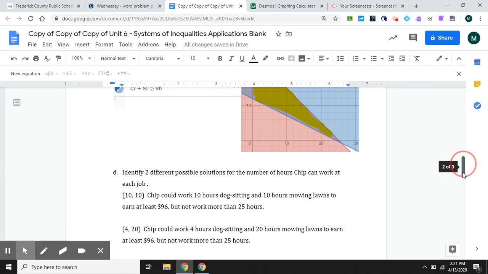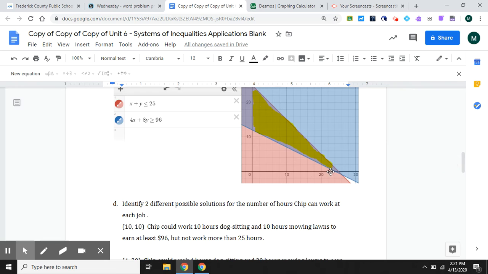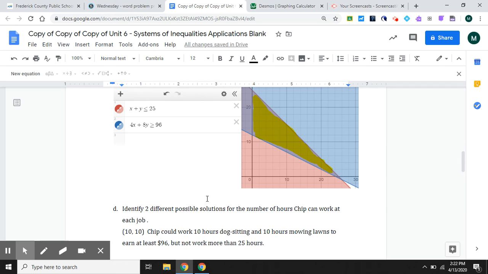So, two different possible solutions. We can have the point (10, 10), that's in that little shaded area. So he can work 10 hours of dog sitting and 10 hours of mowing the lawns, and he will have less than 25 hours and at least $96. If we go back and check, 10 plus 10 is 20. 20 is less than 25. And then we have 40 plus 80 is 120. So it's definitely more than 96.